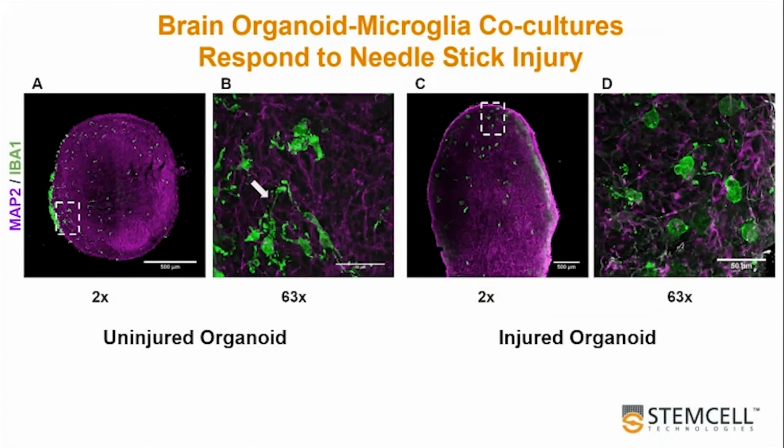This figure shows that our microglia survive and integrate fairly well into the organoids. The majority of cells take on a resting morphology, as indicated by the processes shown by the white arrow. On the right is our injured organoid. As you can see, in response to injury, the microglia are taking on a more amoeboid morphology, characteristic of an inflammatory response.